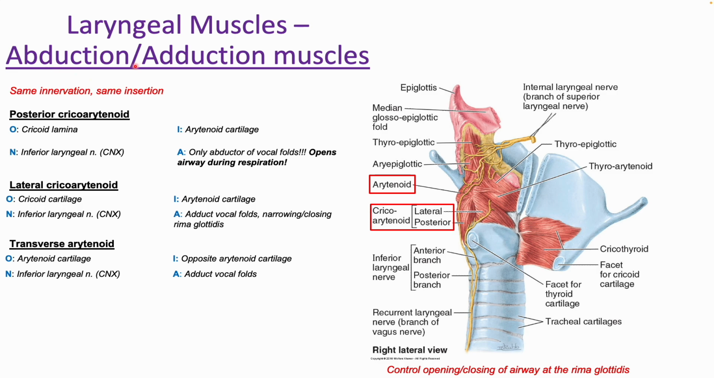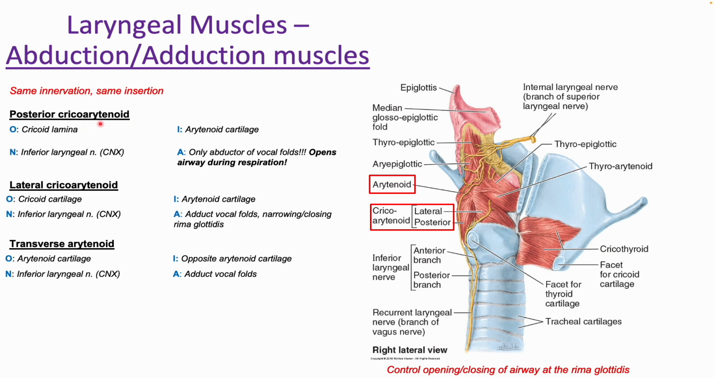Next, we'll look at the abduction and adduction muscles. Again, we'll see inferior laryngeal is going to innervate all of these. So we have the same innervation, and they're all pretty much going to insert on arytenoid cartilage. First we'll have the posterior cricoarytenoid.